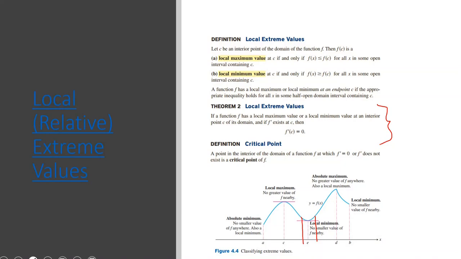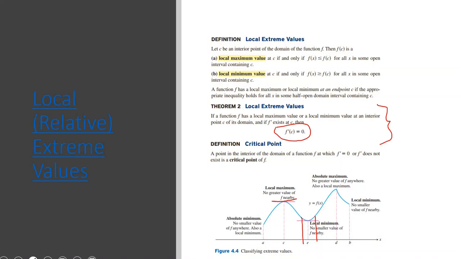So what does that actually mean? Well, if we take a look at this figure number 4.4 here at the bottom, we notice that at the local maximum right here, we have a straight line that seems to be balancing on top of this maximum point. And that's actually the tangent line, which, as you recall, is the derivative of that function at that point. And it looks like the slope of that tangent line is 0, which would be in line with what this is saying right here.